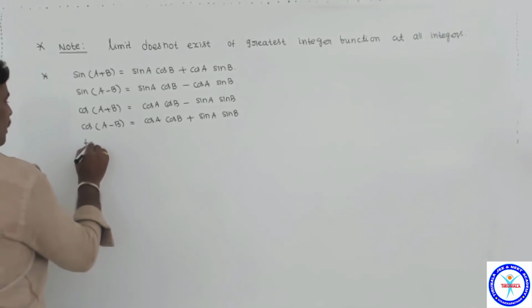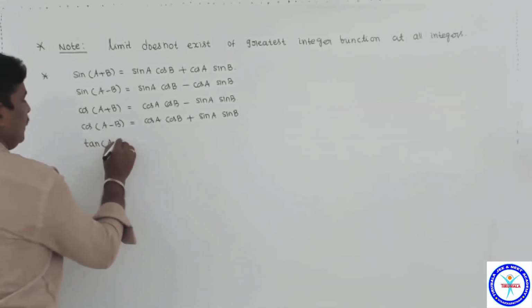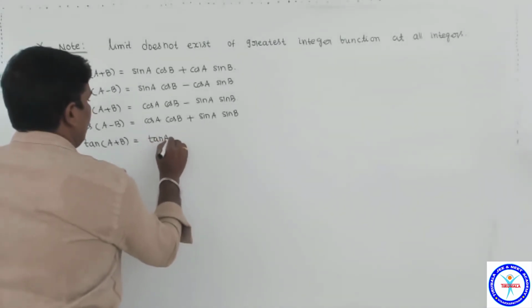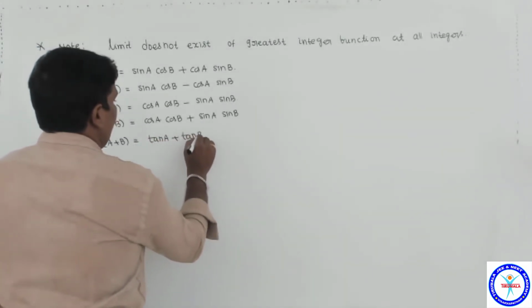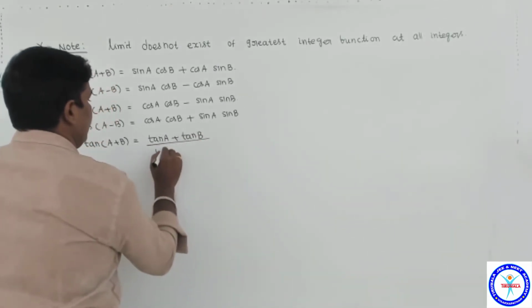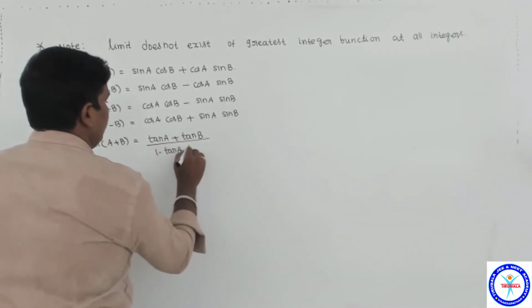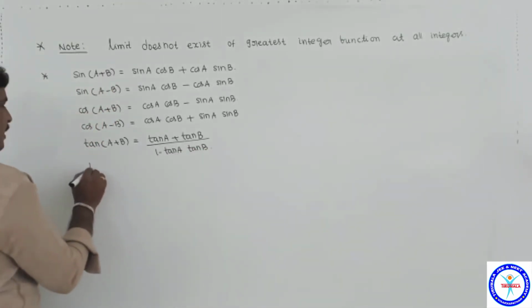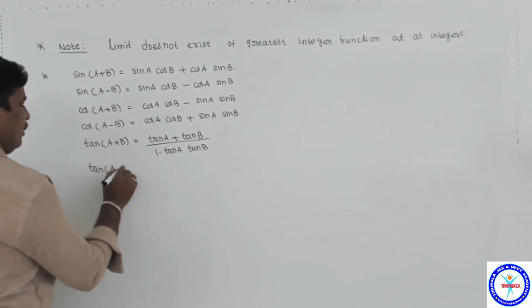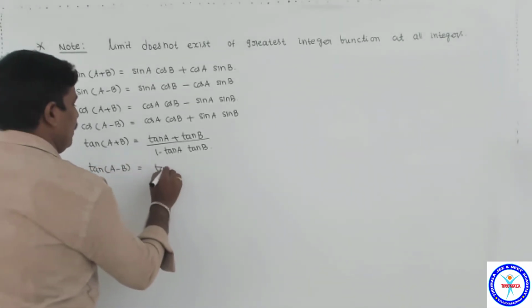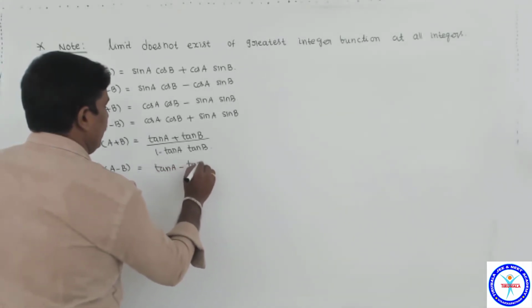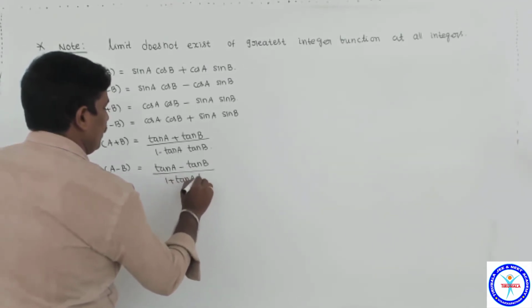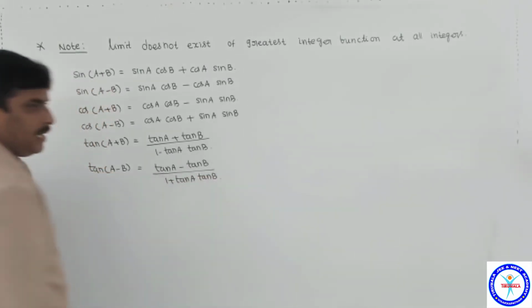Next, tan of a plus b equal to tan A plus tan B by 1 minus tan A tan B. Next, tan of A minus B equal to tan A minus tan B by 1 plus tan A tan B.